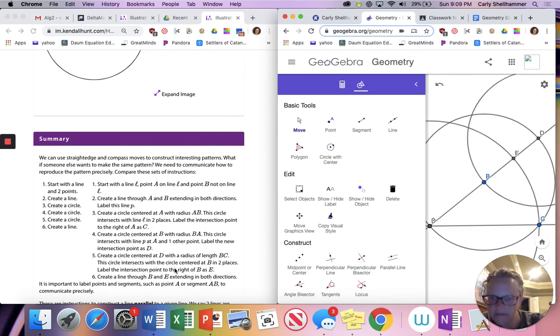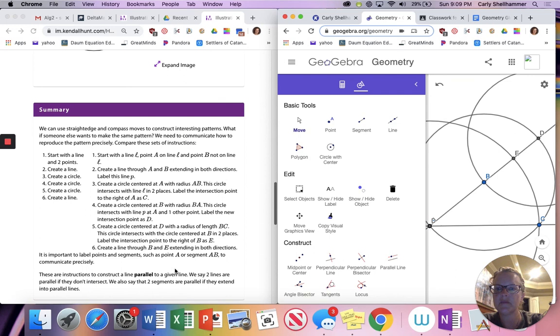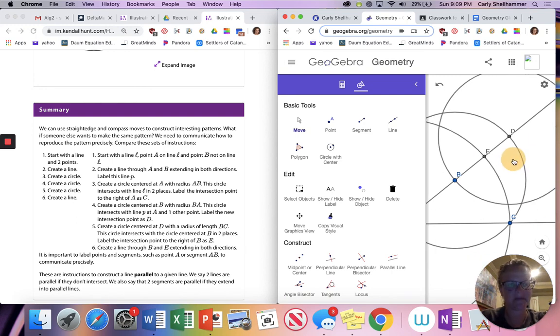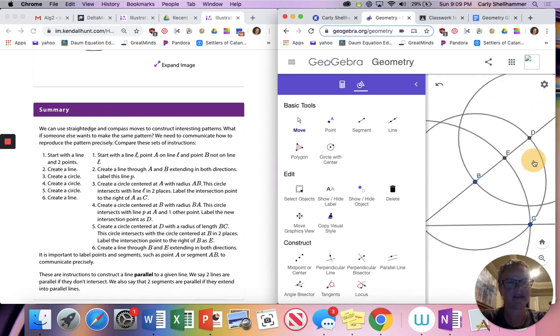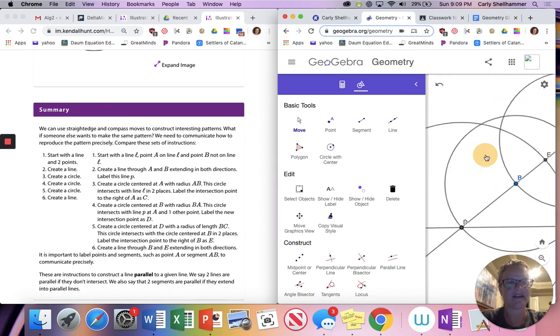Where are we? Create a line through B and E extending in both directions. We already have a line through B and E. I wonder if I'm not supposed to be right there. Okay. All right. Nope. Yep. Okay, so what we're supposed to do there is make a parallel line. All right? So it's okay. We did not, but we are going to do it again.